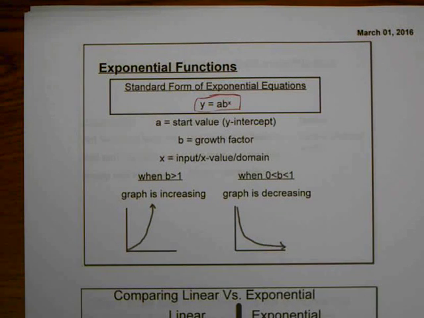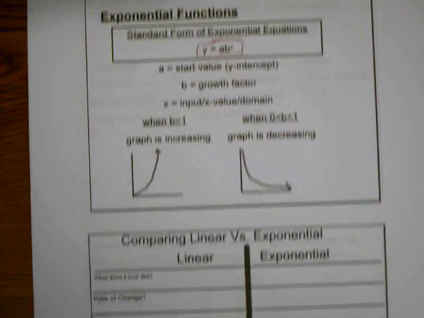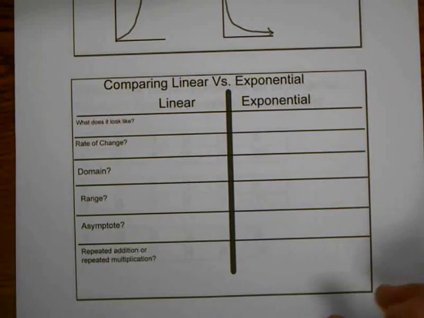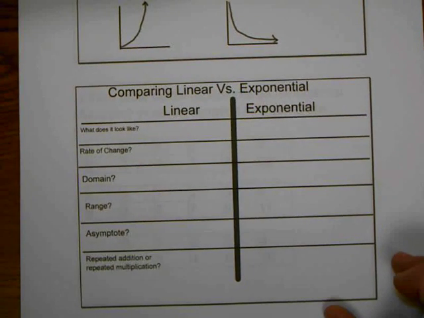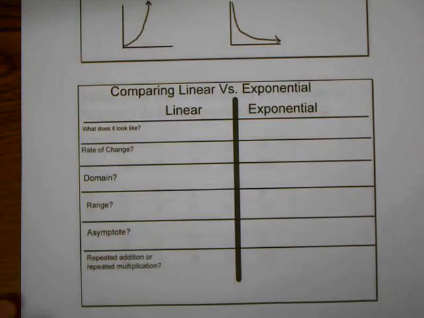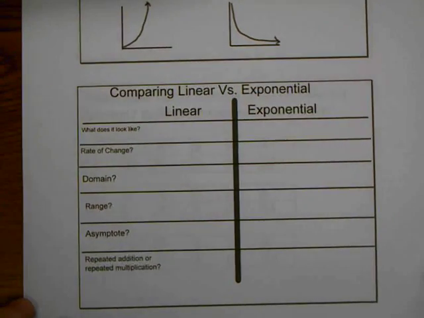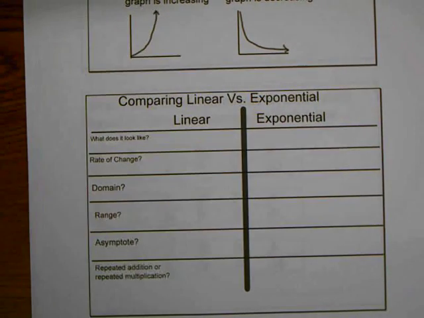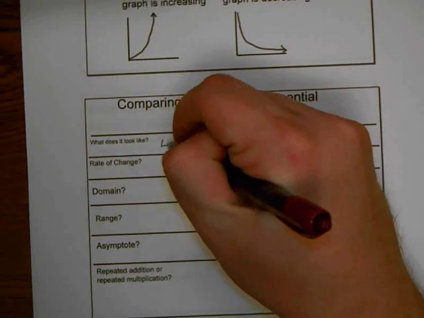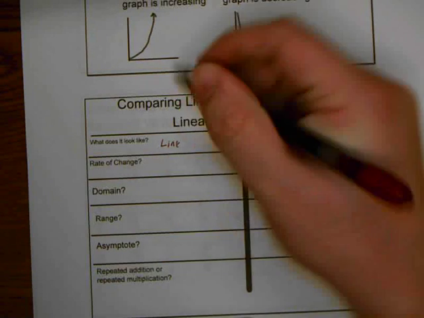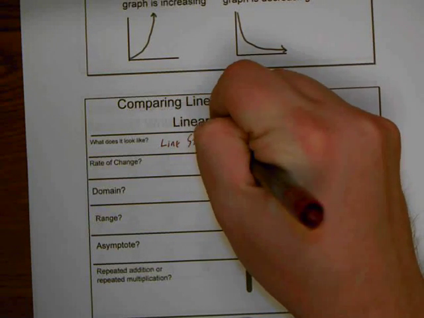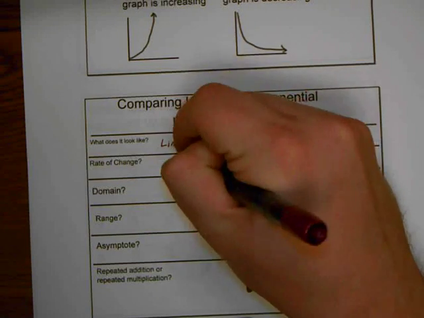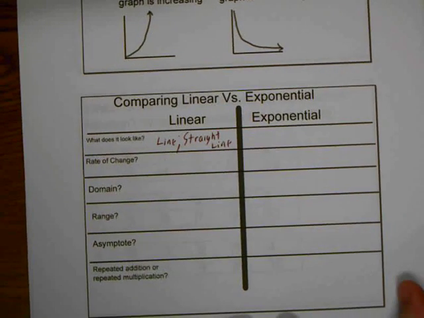By now, from doing the homework last night, you should have a good idea of what an exponential function looks like. So, if we are comparing linear and exponential functions, I made a little chart for us to help keep track of things. So first off, what does it look like? A linear function is going to look like a straight line.